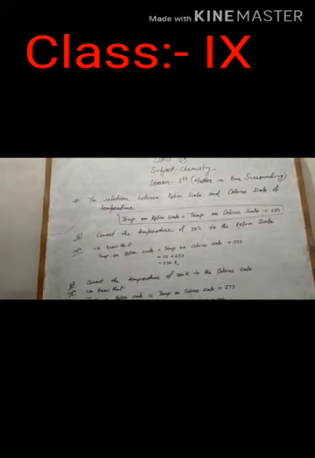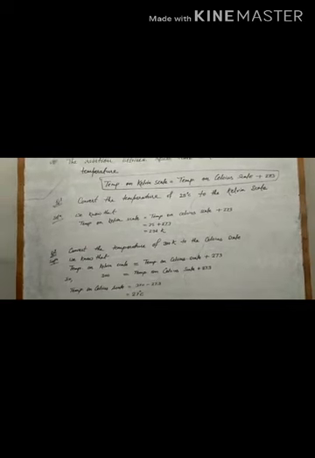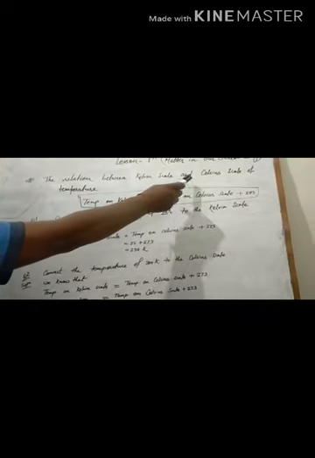Student, in the previous video I have taught about the SI unit of temperature, that is Kelvin, and the common unit of temperature, that is degree Celsius. In this video I will teach how to convert degree Celsius to the Kelvin scale and Kelvin to the Celsius scale. First of all, you should note the relation between the Kelvin scale and the Celsius scale of temperature.